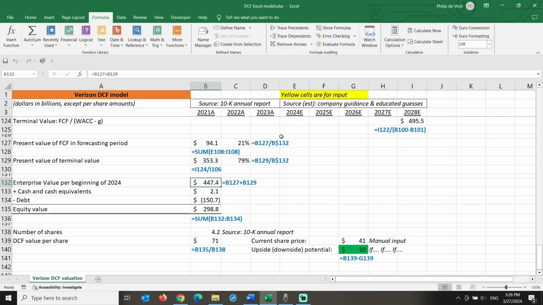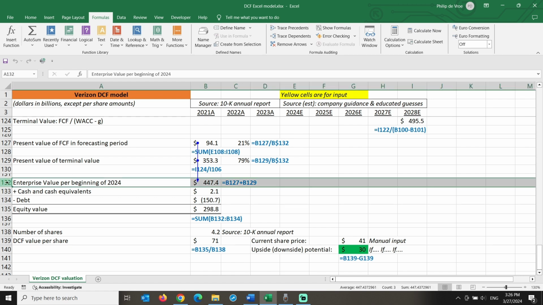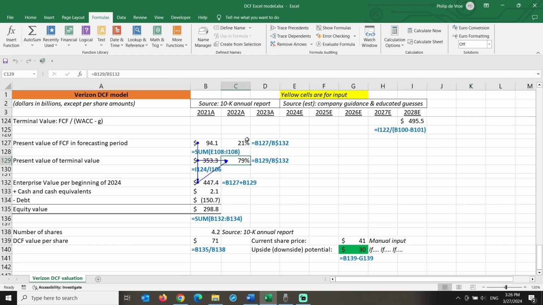Now we can add up the present value of the free cash flows in the 5-year forecasting period and the present value of the terminal value. This leads to an estimated enterprise value of $447 billion. Nearly 80% of that enterprise value is driven by the terminal value, which is an unusually high percentage, even for a 5-year forecasting period. Much of this is driven by the relatively low WACC of only 7%.